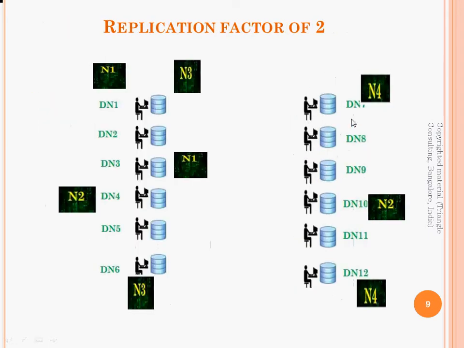Okay, now what if data node 12 goes down? Immediately, a trigger message will be sent by the data node to the HDFS file system manager, or the Hadoop distributed file system manager: hey, the replication factor for N4 is now going to be equal to 1. So the HDFS manager would make sure some other data node is copying the N4 block from data node 7 to ensure that the replication factor is always 2 across the cluster.